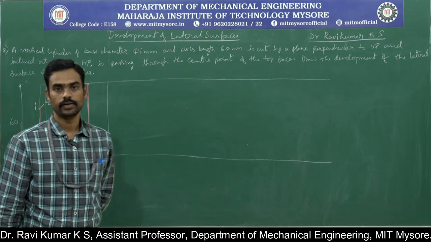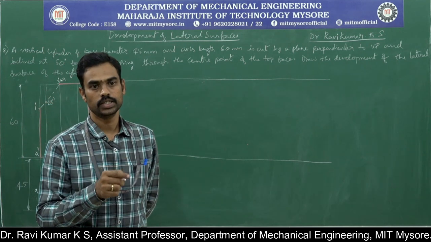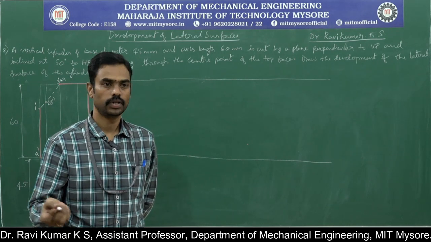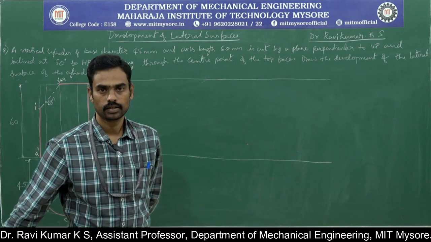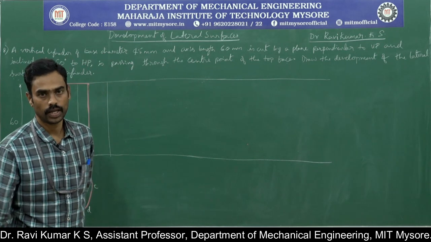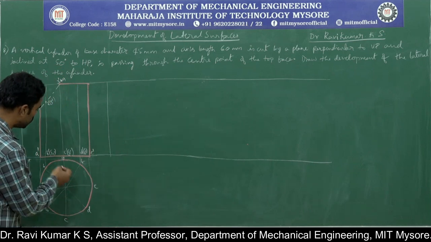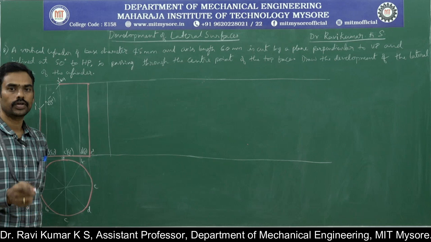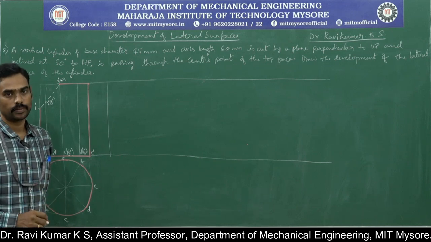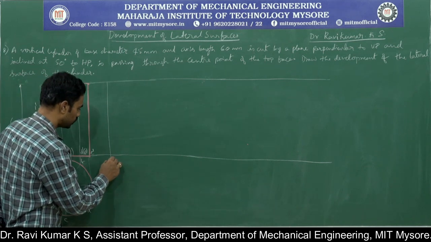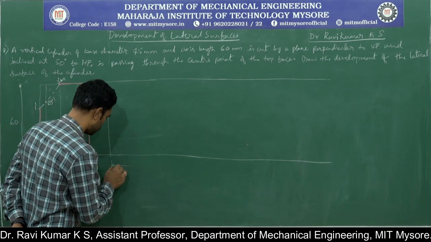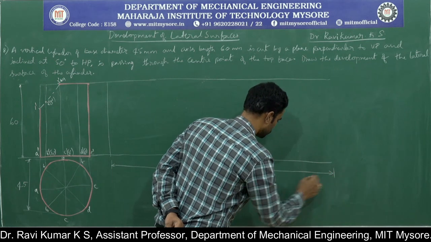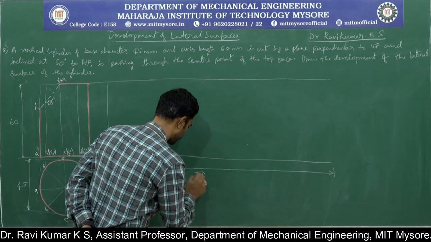Now the length of the development. If it is a square, then you will have 4 sides, so 4 into the side dimension gives you the length. Or if it is a pentagon, 5 into the side length, like that. Since it is a circle, you will not get any edges. Since it is a circle, you need to consider the perimeter, pi into d. So pi d you must consider as the length.